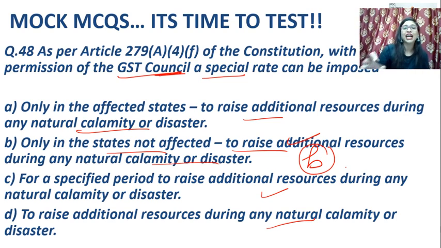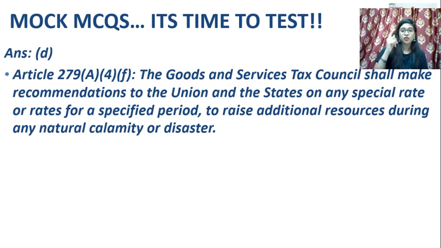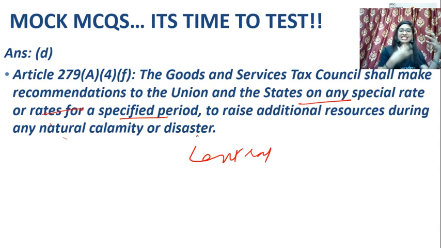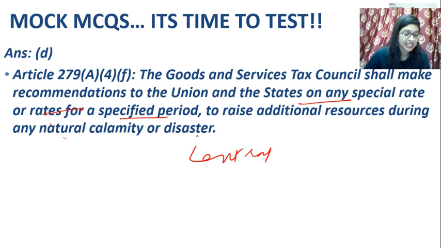As per Article 279, if you see the Goods and Service Tax Council, what do they do, guys? They shall make certain recommendations to the Union and the states on any special rate. They can even make recommendations for certain rates for a specified period of time, so that they'll be able to raise additional resources during any national calamity or disaster. Very fine. Yes, Adira, kudos to you people, because a lot of people gave the right answers.